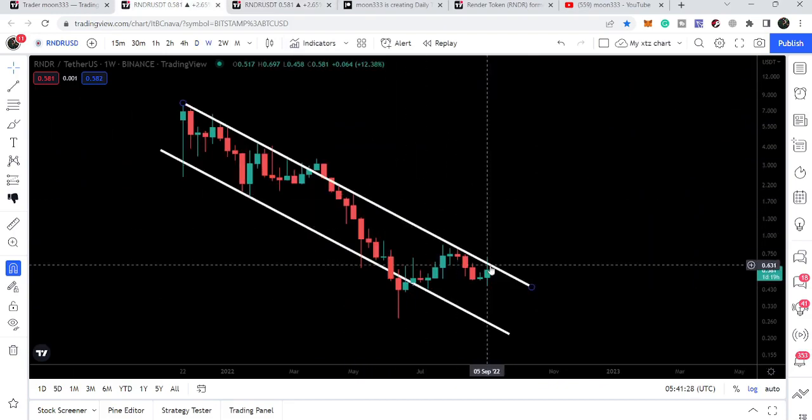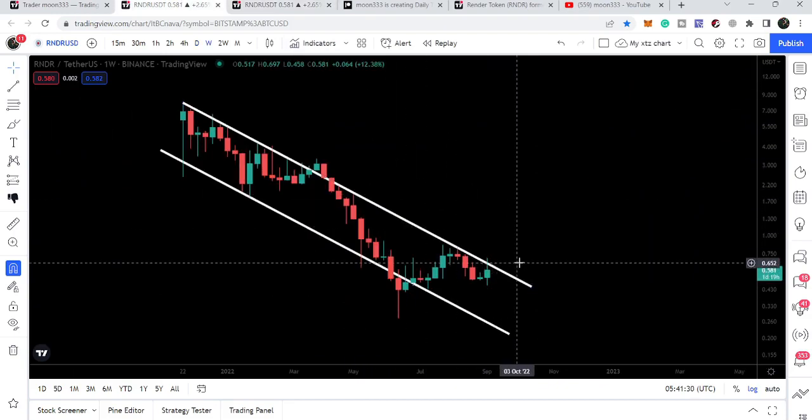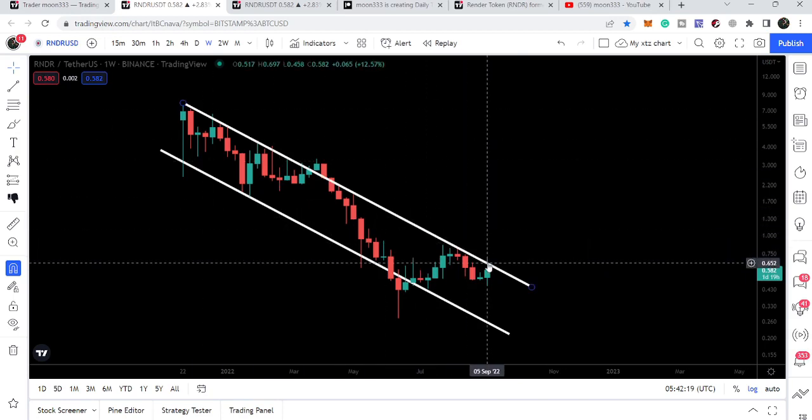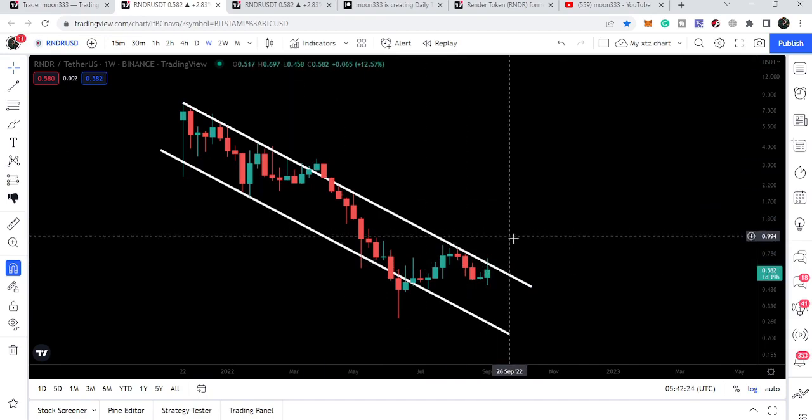And at the same time, it can also break out this resistance of the bigger channel that has been formed on the weekly time frame chart. And right now you can see that the resistance is approximately at 65 cents, and we are very close to hit this resistance once again.